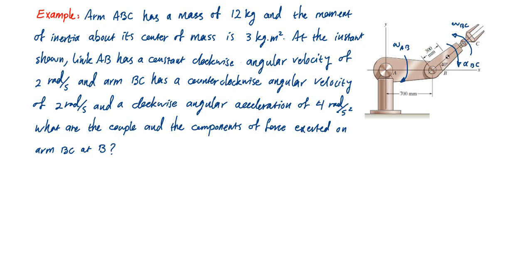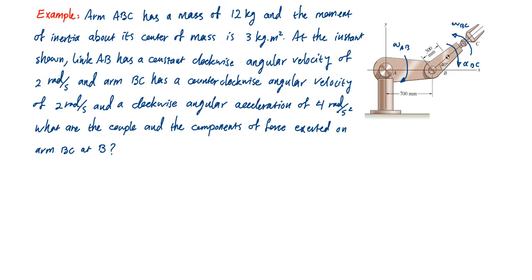Okay, so we are asked to find the couple and the components of force exerted on arm BC at point B. Right? So there are some internal forces acting on this point, the connection between link AB and link BC. We want to know what those forces are and what is the couple applied to this link BC that causes this acceleration. So that's what we are looking for.